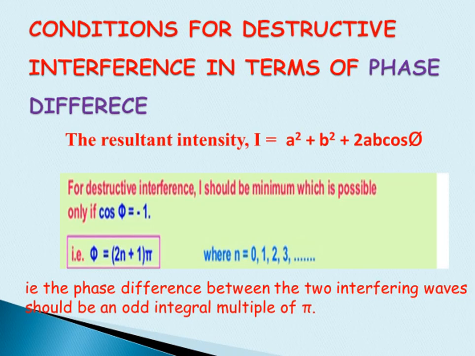Now we will study the condition for destructive interference. So once again, the same slide which we have seen in the last class: the condition for destructive interference in terms of phase difference. Again, this is the equation for intensity. Destructive interference means the intensity should be minimum, which means cos phi should be minus 1. So phi should be equal to (2n plus 1) pi, where n is equal to 0, 1, 2, 3. So we have seen this in the last class.